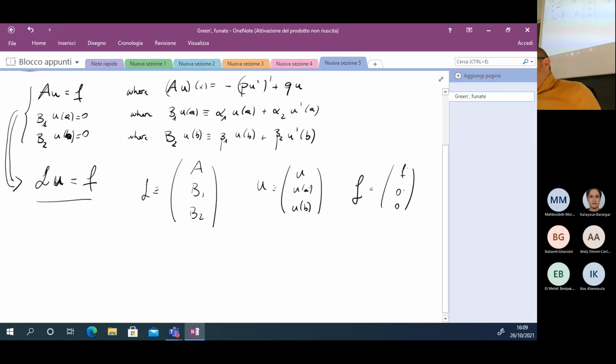Why am I doing this? For a simple reason: I want to invert this equation to write the solution u of my problem as the inverse of the operator L applied to f. Again, in this inverse of the operator L, I am also considering the boundary conditions. That's everything included in capital L.